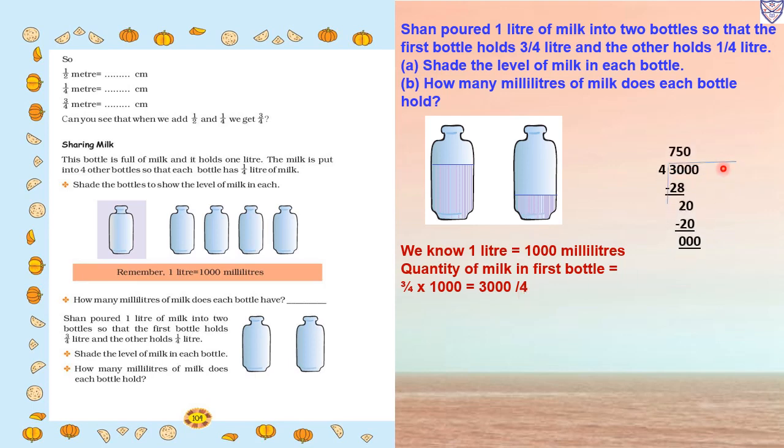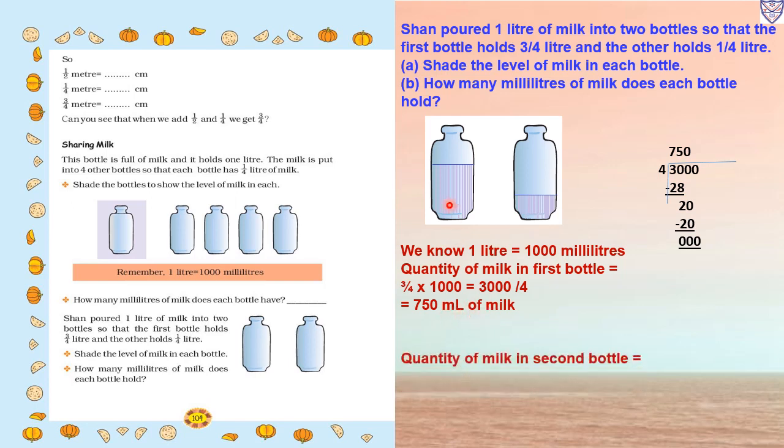So first we will take the 2 digits, 30. In the 4 table, when 30 will come, we will take 4 7s are 28. So 30 minus 28, we will get 2. Then we will carry down 0. It will become 20. So 4 5s are 20, and the other 0 also we will carry down. So in the quotient we will write 0. So that is 750 milliliters of milk in the first bottle.